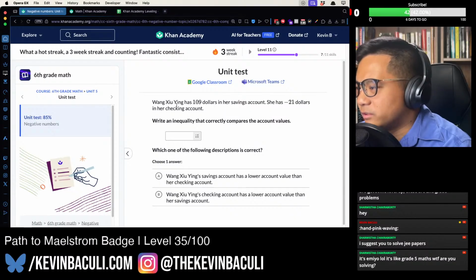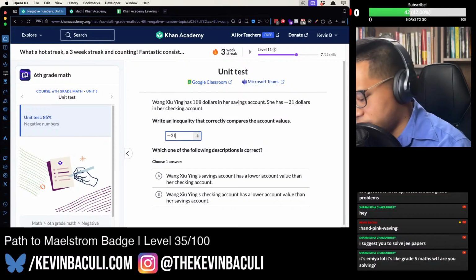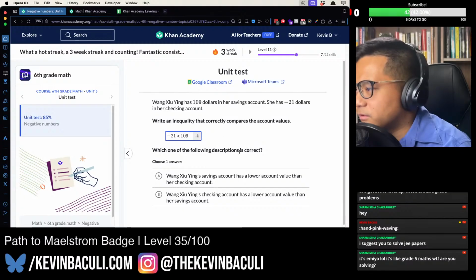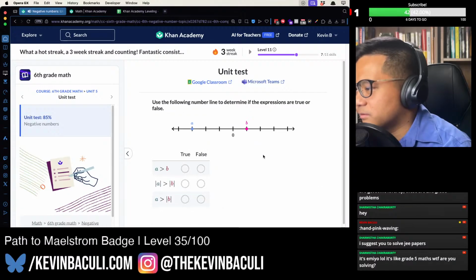Wang Xiu Ying has $109 in her savings account. She has negative $20 in her checking account. Negative 21 is less than 109. Which of the following descriptions is correct? Wang Xiu Ying's saving account has a lower value than her checking account. Checking account. And her savings. Yes. This one. I gotta read these extra carefully.